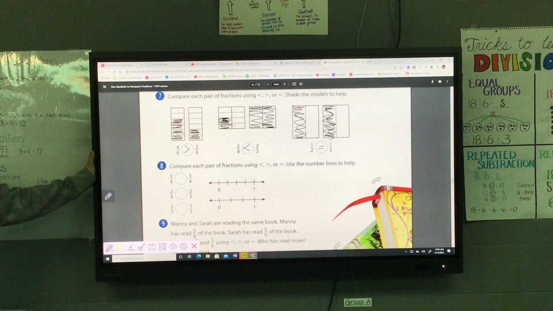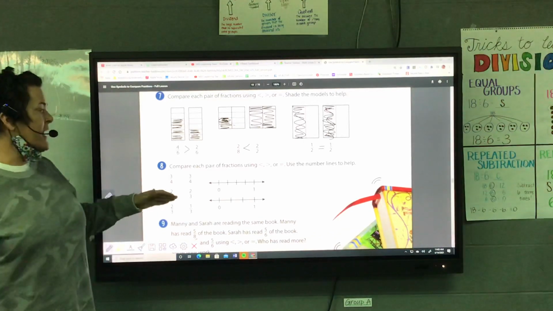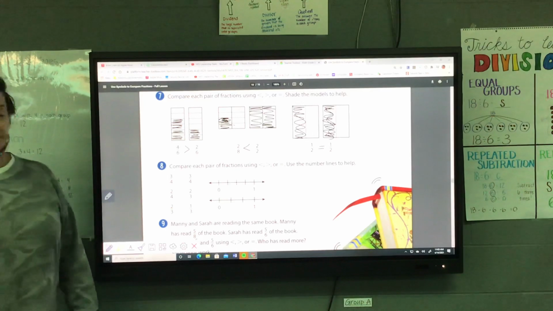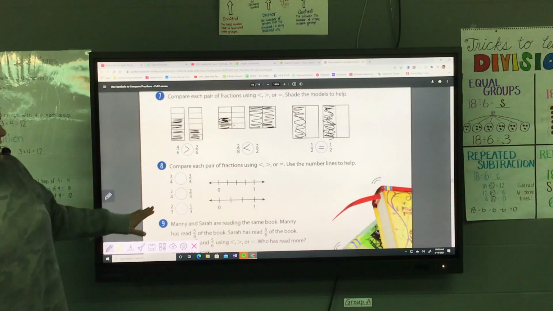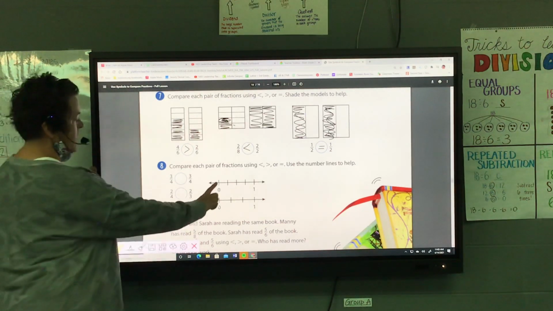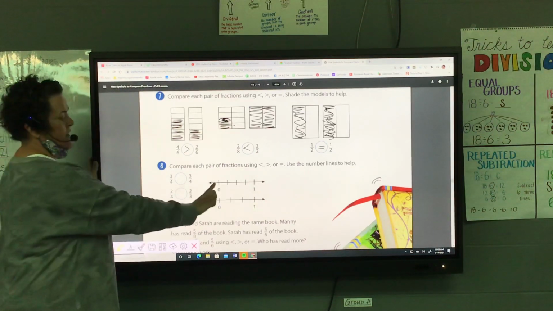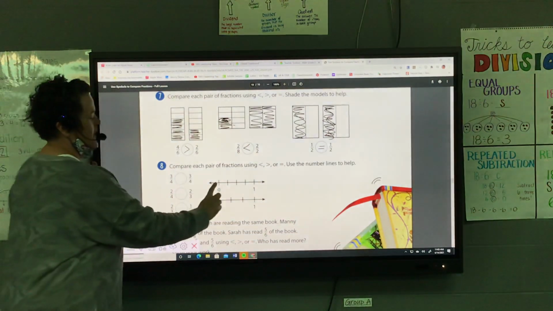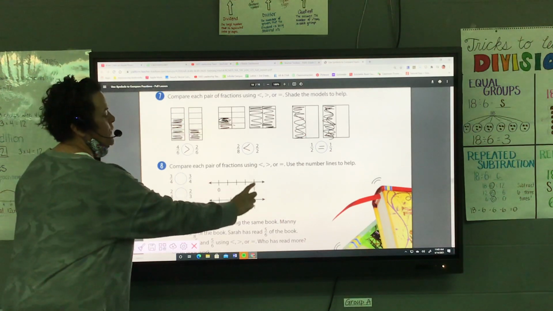Okay, on part 8, we're comparing using the symbols, but we're using a number line this time. All right. So if we look at this top number line, how many equal parts is it split up into? Because there's only one whole. So count the equal parts with me. Do I count 0? No. So the next one is 1, 2, 3, 4.